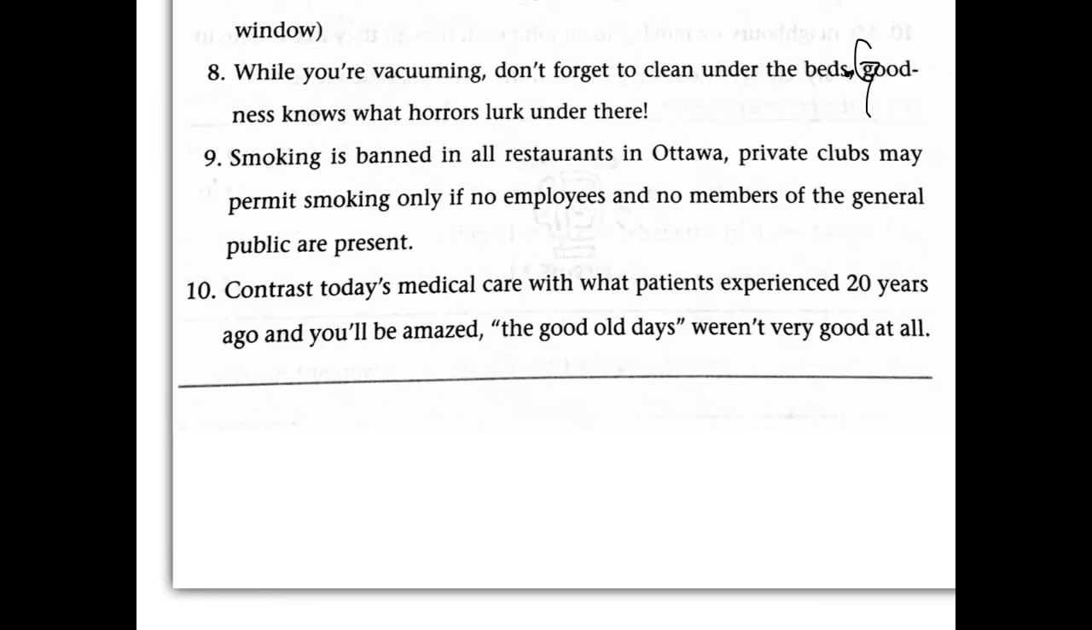Number 9, smoking is banned in all restaurants in Ottawa. Private clubs may permit smoking only if no employees and no members of the general public are present. Okay, so again, we have two independent clauses, but they are connected. There is a tie between them. That can be connected to the first sentence, and so if they're two independent but connected sentences in terms of theme and in terms of content, then we can use a semicolon. Number 10.